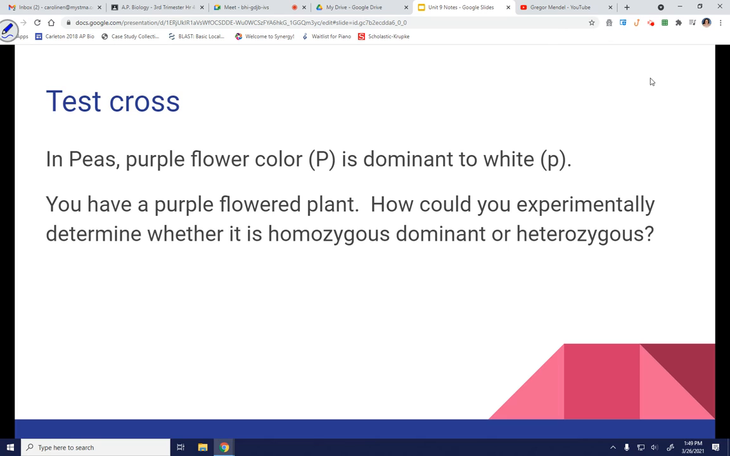Okay, so the best way to do this would be to do something called a test cross. A test cross means you take whatever individual you want to test and you breed or cross it with a homozygous recessive individual.